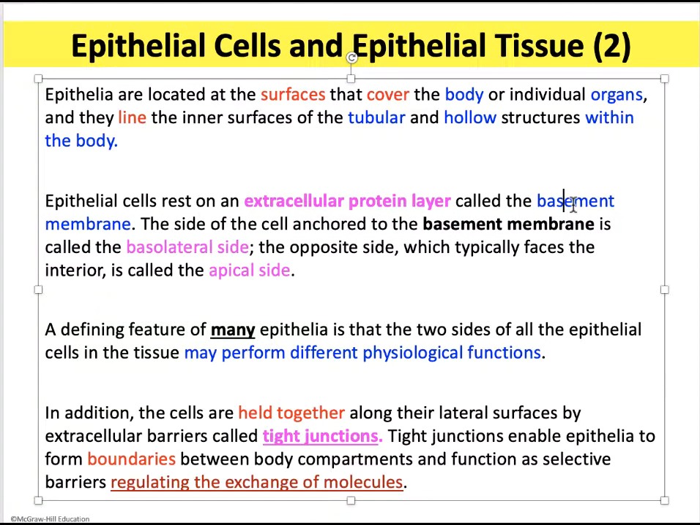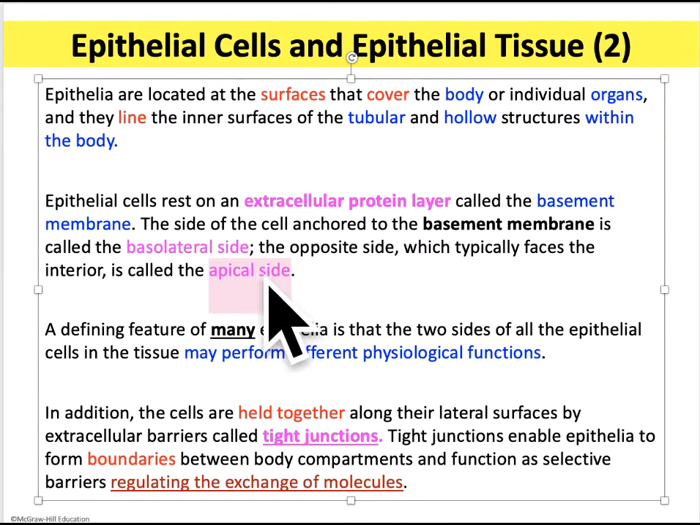And the basement membrane has a role in supplying nutrients to the epithelial cells as well as taking away waste. In addition, it acts as an anchor to keep those cells in place. With respect to simple epithelial cells, the side of the cell that actually faces the environment or the inside of a tube is called the apical surface.